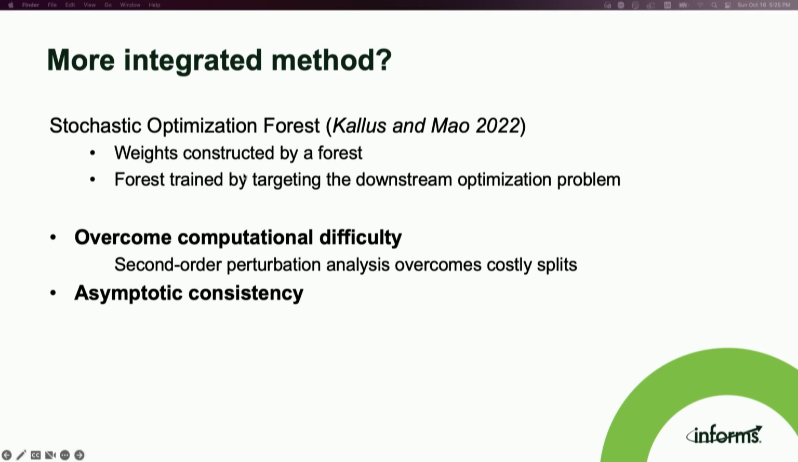The stochastic optimization forest, instead, uses a more integrated method, and they train a forest to construct weights, but the forest is trained to target the downstream optimization instead of a purely prediction goal. The authors overcome the computational difficulty by proposing a second-order perturbation analysis to overcome the costly splits, and they also demonstrate the asymptotic consistency, similar to the previous work.